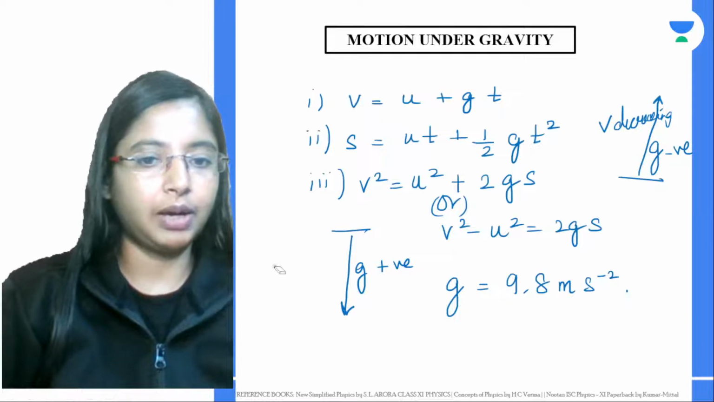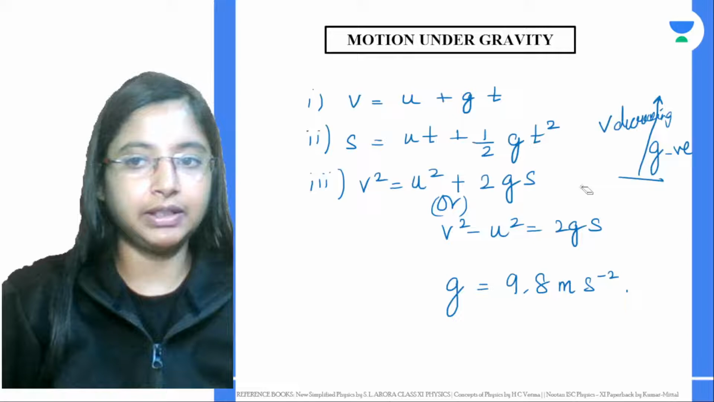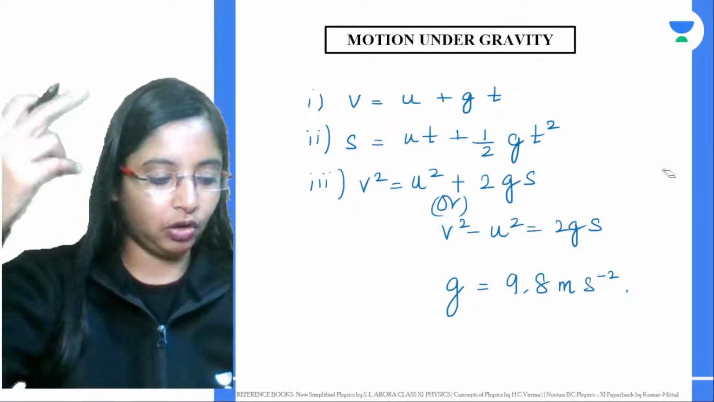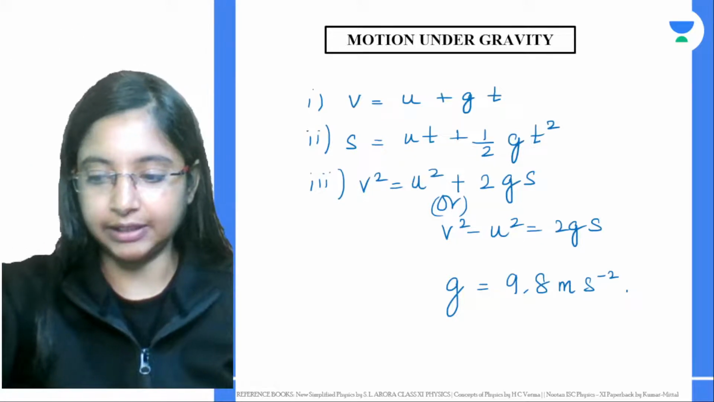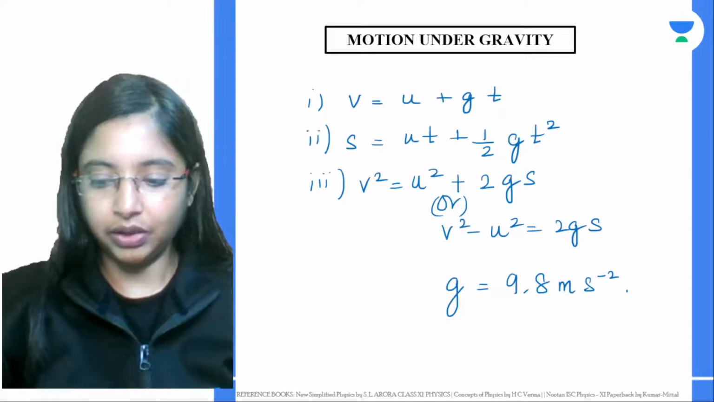For down, when an object is under free fall, gravity in this case is taken as positive. But when the object is actually thrown upwards, the acceleration is basically taken as negative.